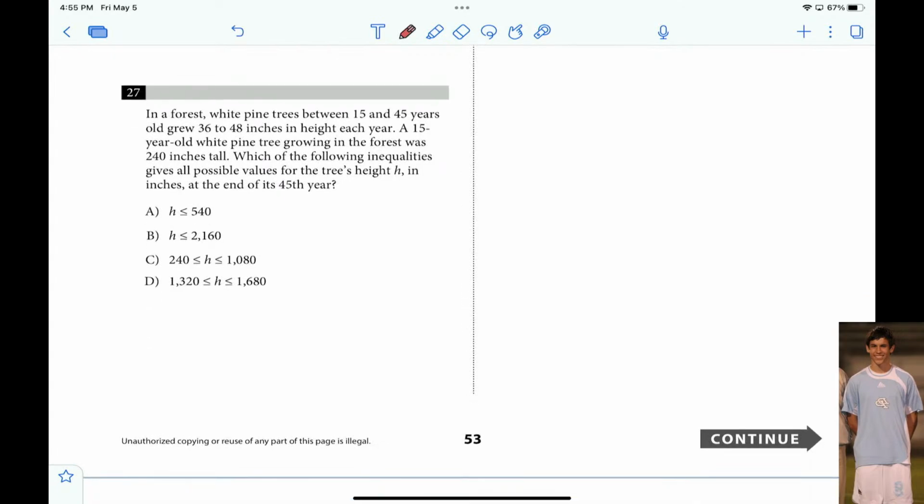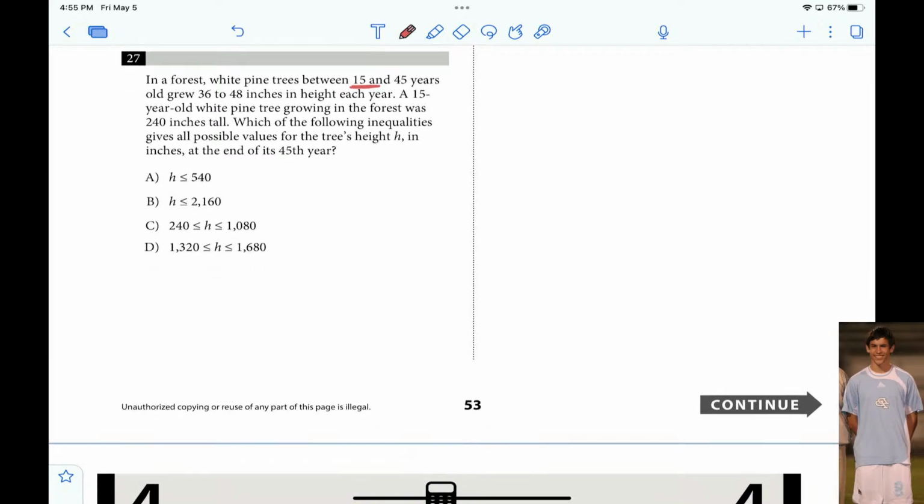All right, so 27. In a forest, white pine trees between 15 and 45 years old grow 36 to 48 inches in height each year. A 15-year-old white pine tree growing in the forest was 240 inches tall. Which of the following inequalities gives all possible values for the tree's height h in inches at the end of its 45th year? All right. So they said a 15-year-old white pine tree growing in the forest was 240 inches tall. So at 15, which is when they had started, it was already 240 inches tall.